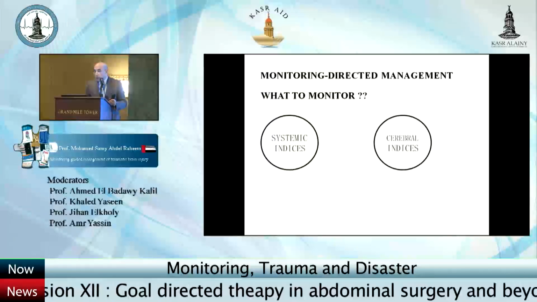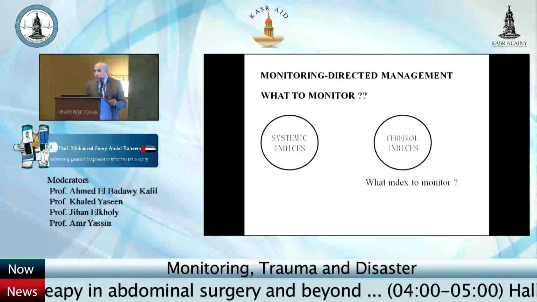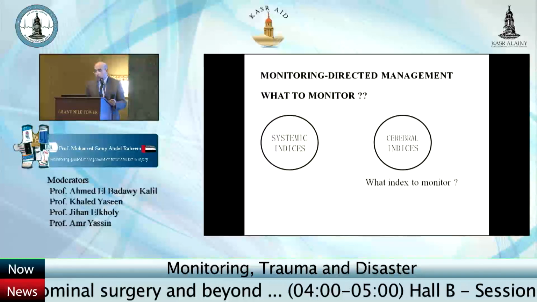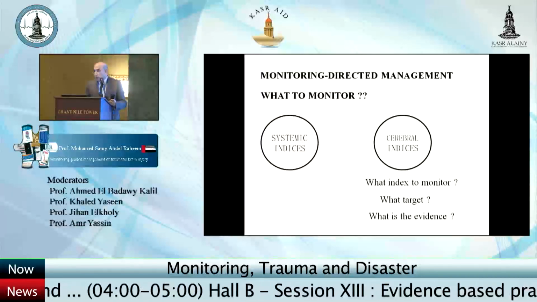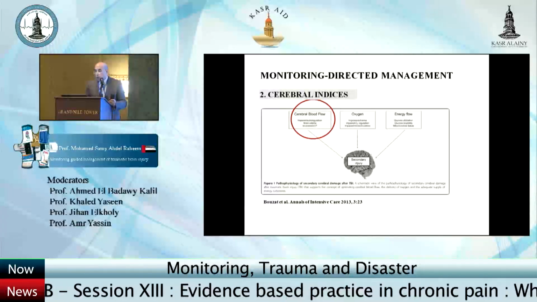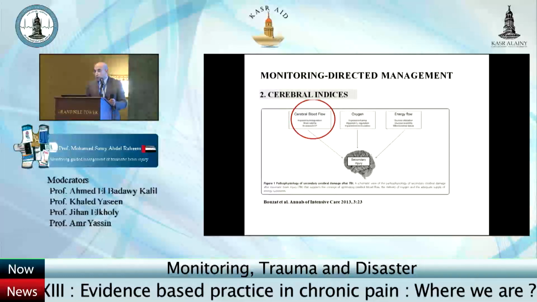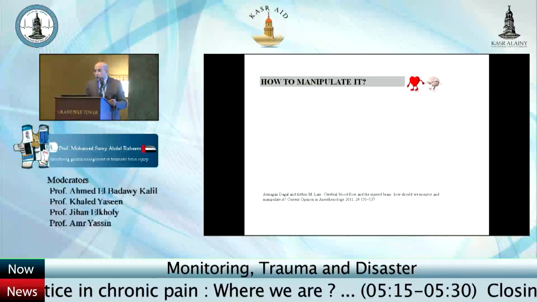Another thing is systemic indices. What about cerebral indices? The question is what index to monitor among the cerebral indices, what target, and also what is the evidence, if there is any, to support using these monitors. We'll start with the cerebral blood flow. Cerebral blood flow, how to manipulate it.